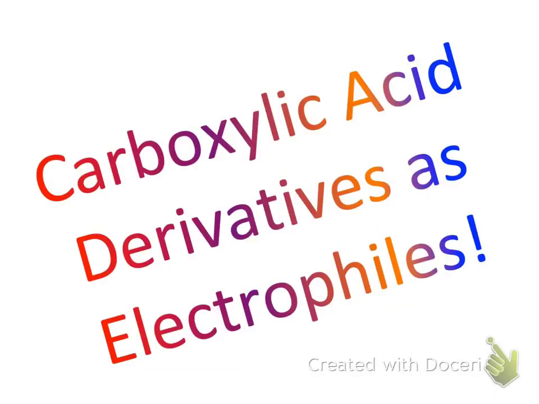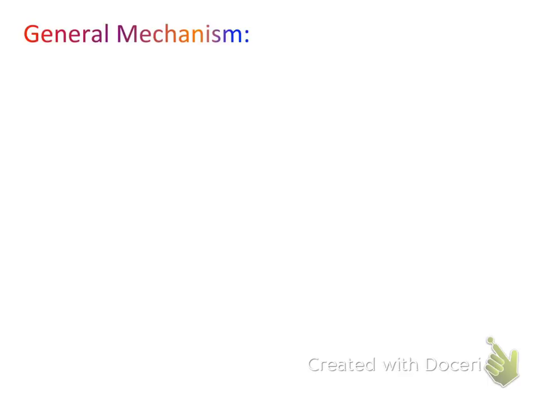Greetings! We're going to be looking at carboxylic acid derivatives as electrophiles. First, we're going to take a look at the generic reaction. Then we'll be looking at 5 specific examples and the products they would afford us. So let's meet the stars of our generic mechanism.